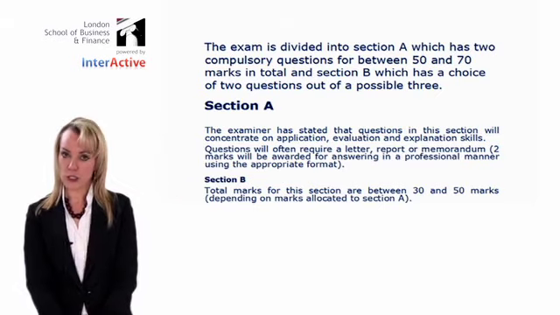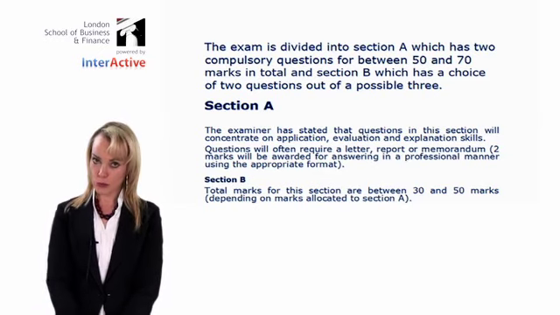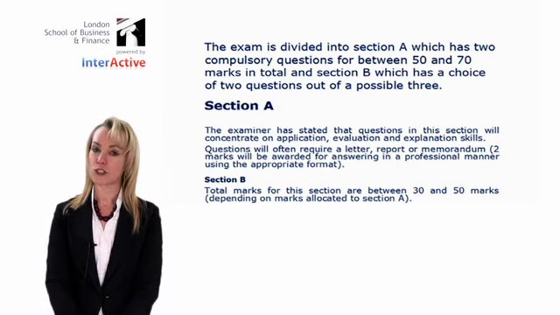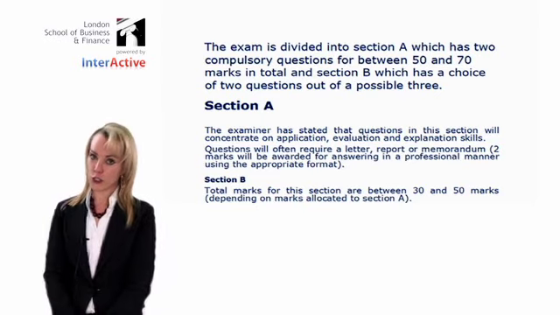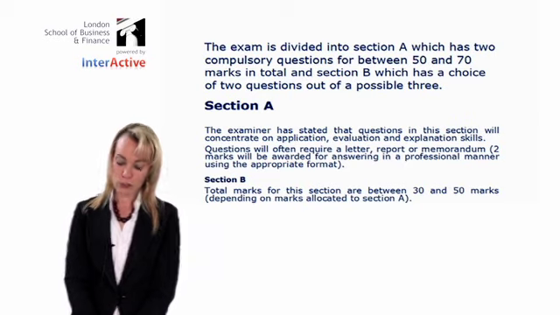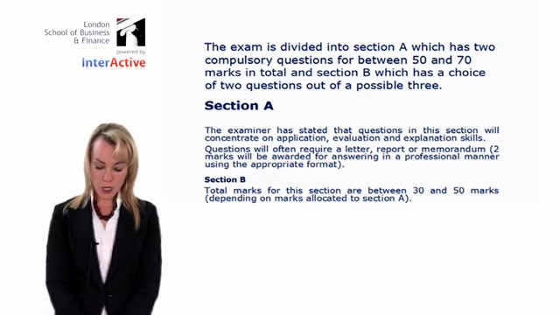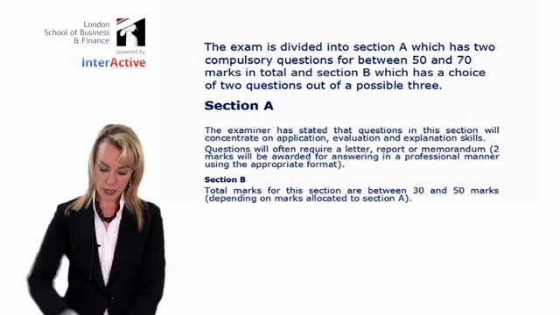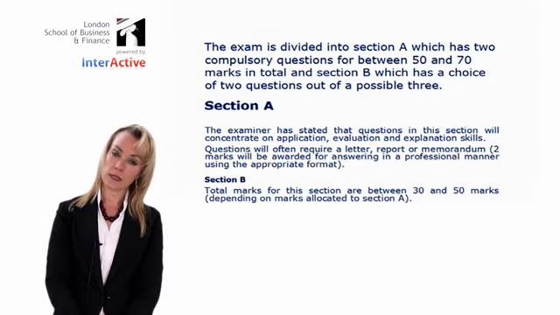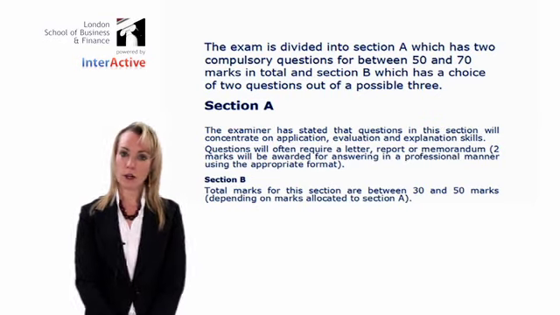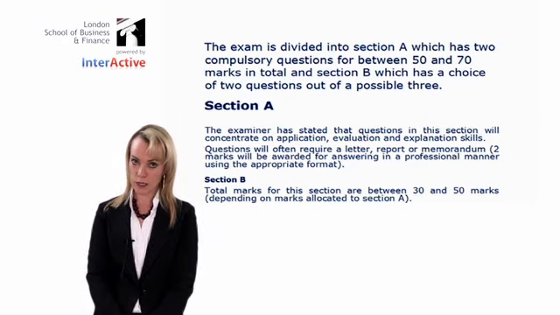The Section B questions, you have to do 2 out of a total of 3 questions in Section B, and the examiner has said that these questions will be much shorter and they will also be much more structured. So 2 Section A questions and 2 Section B questions, meaning that at the end of the paper you should have done 4 questions in total.